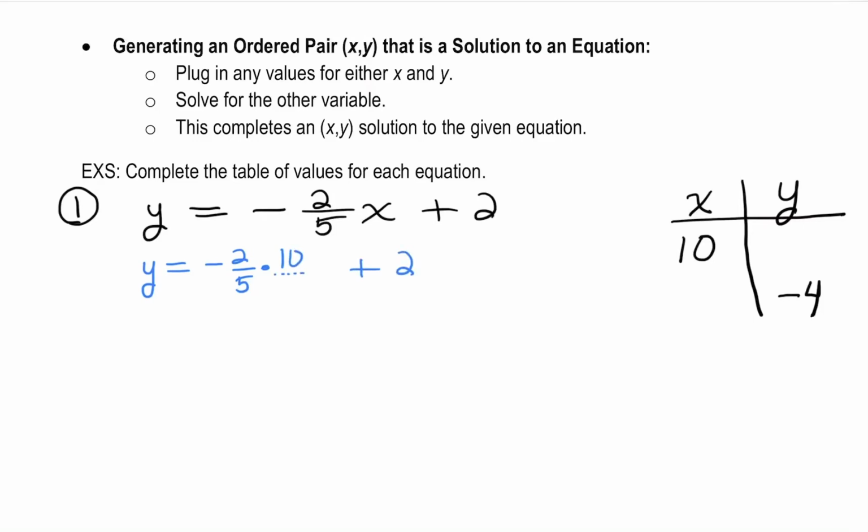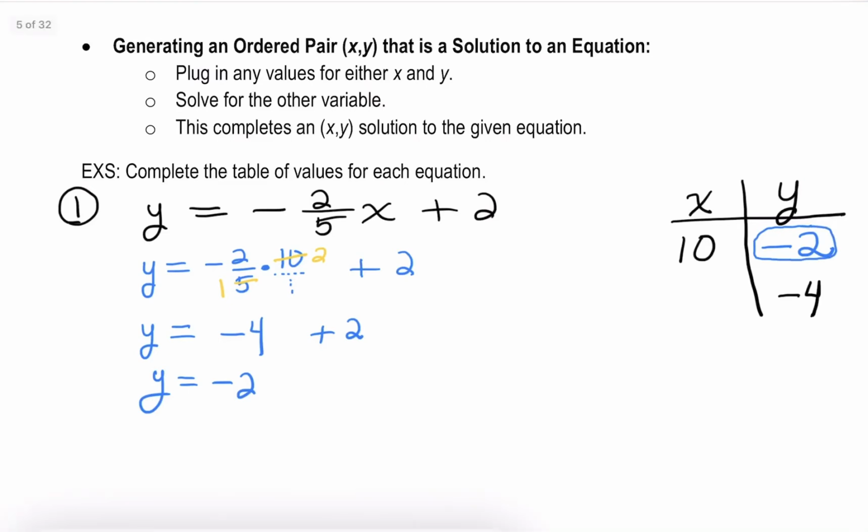So let's think of this 10 as a 10 over 1, and then you can just think of that as -20 divided by 5, which is -4, or if you prefer, this is where you can do some of that cross-canceling or cross-reducing first. Either way, you'd have -4 plus 2, and so what we get is that y is equal to -2. So that would be the missing value that we just filled in and determined, and this is really now telling me that's the ordered pair 10, -2.